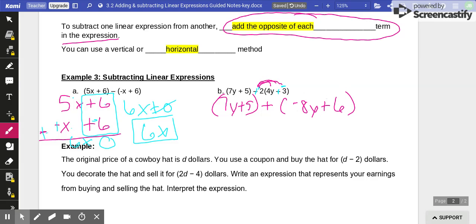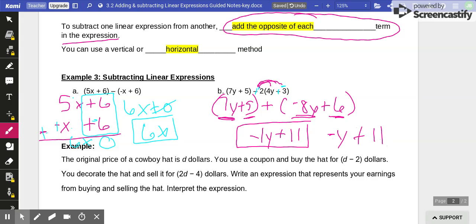So if you want to use the horizontal method, you can line things up, or you can keep it this way. If you want to use the vertical method, you can line them up. Right now I see a positive 6 and a positive 5, so I'm going to have 11. I have a negative 8 and a positive 7, which means I'm going to have a negative 1y plus 11. Now remember, you don't have to include that negative 1 on there. You do have to include the negative sign, but it could look like negative y plus 11.